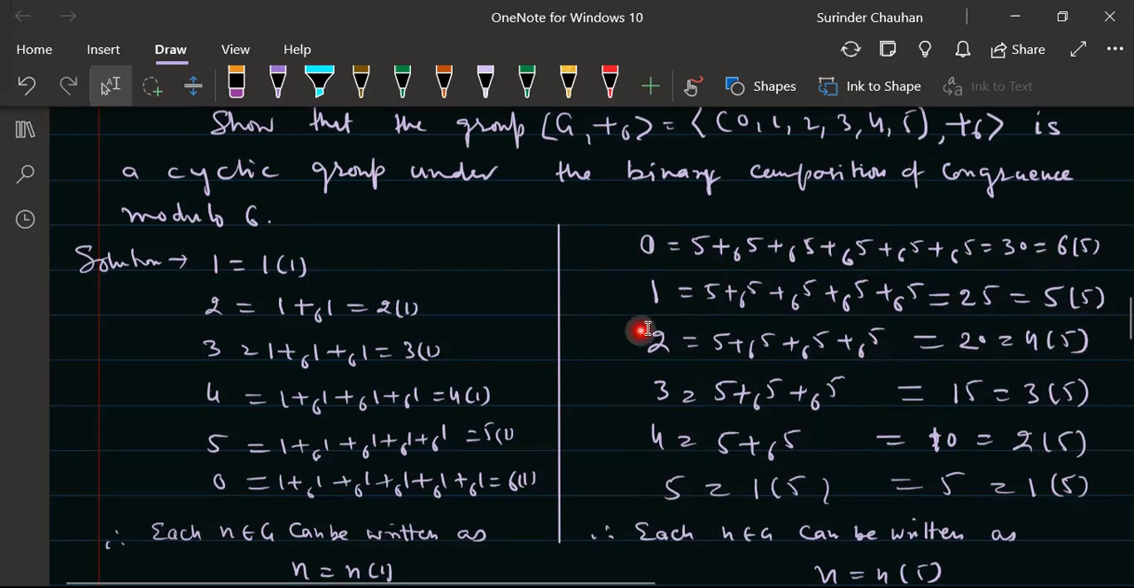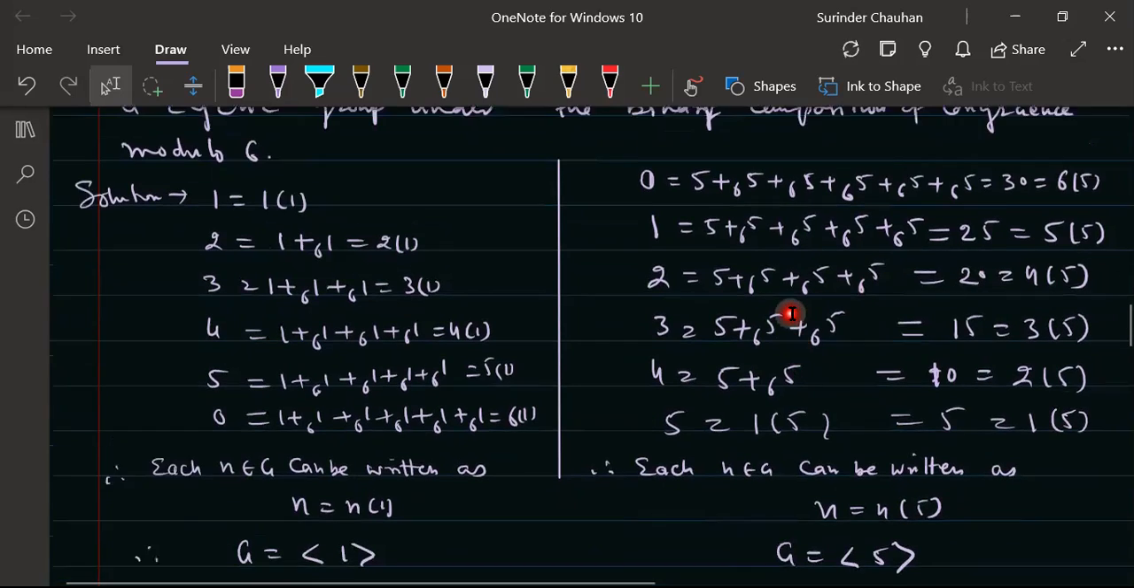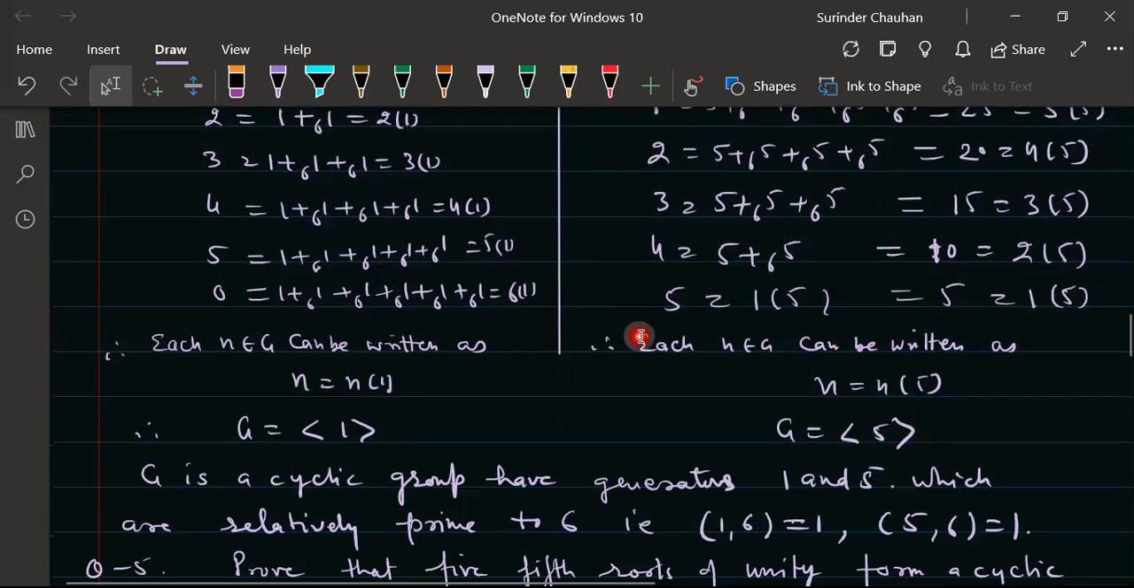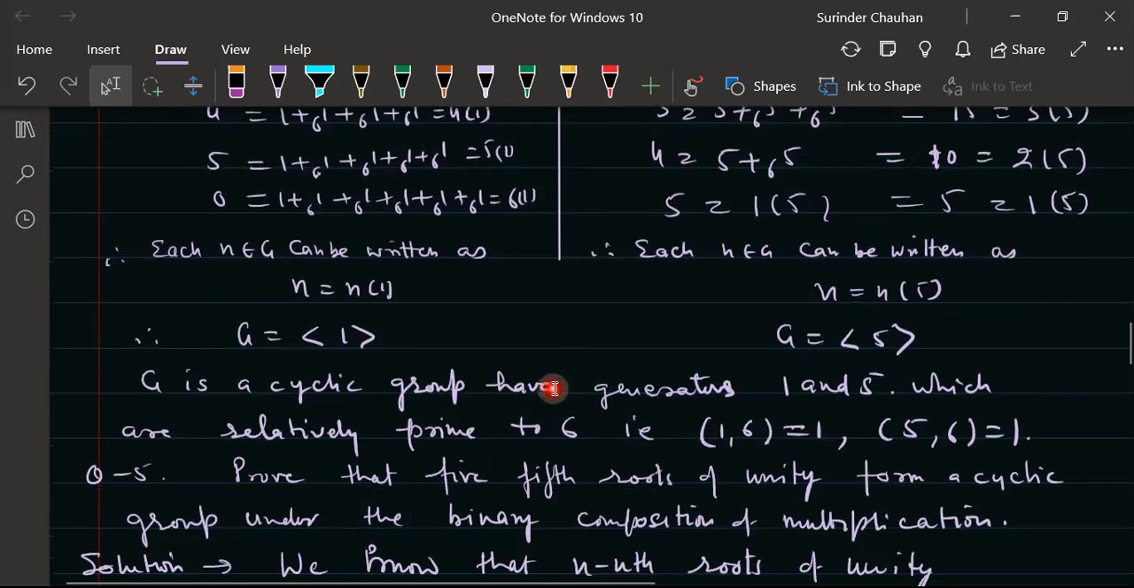When it comes to addition modulo 6, each element of this is n times 5. This means G under modulo 6 is a cyclic group also generated by 5. So we come to the conclusion that any cyclic group's generator is not always unique, but it can have more than one generator. From this example we can conclude that G is a cyclic group with generators 1 and 5, which are relatively prime to 6.